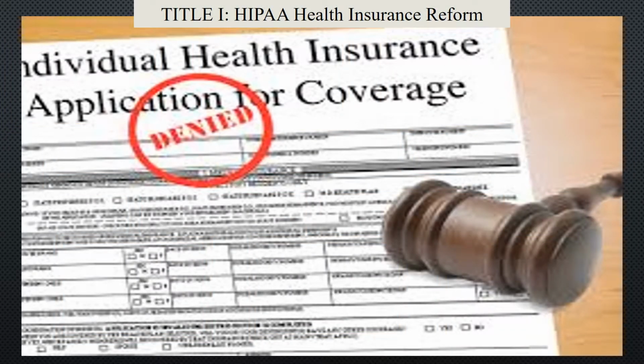So now we'll dive into each title individually. Title I protects health insurance coverage for individuals who lose or change jobs, allowing people to carry their insurance from one job to the next. It also prohibits group health plans from denying coverage to individuals with specific diseases and pre-existing conditions, and from setting lifetime coverage limits.